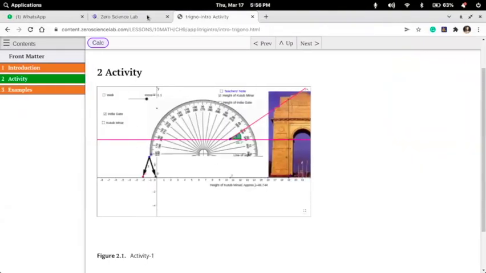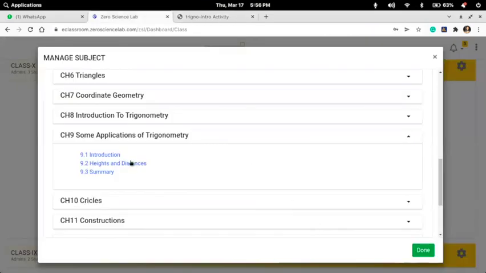That's the one. Okay. So take this one as one activity. The same thing.